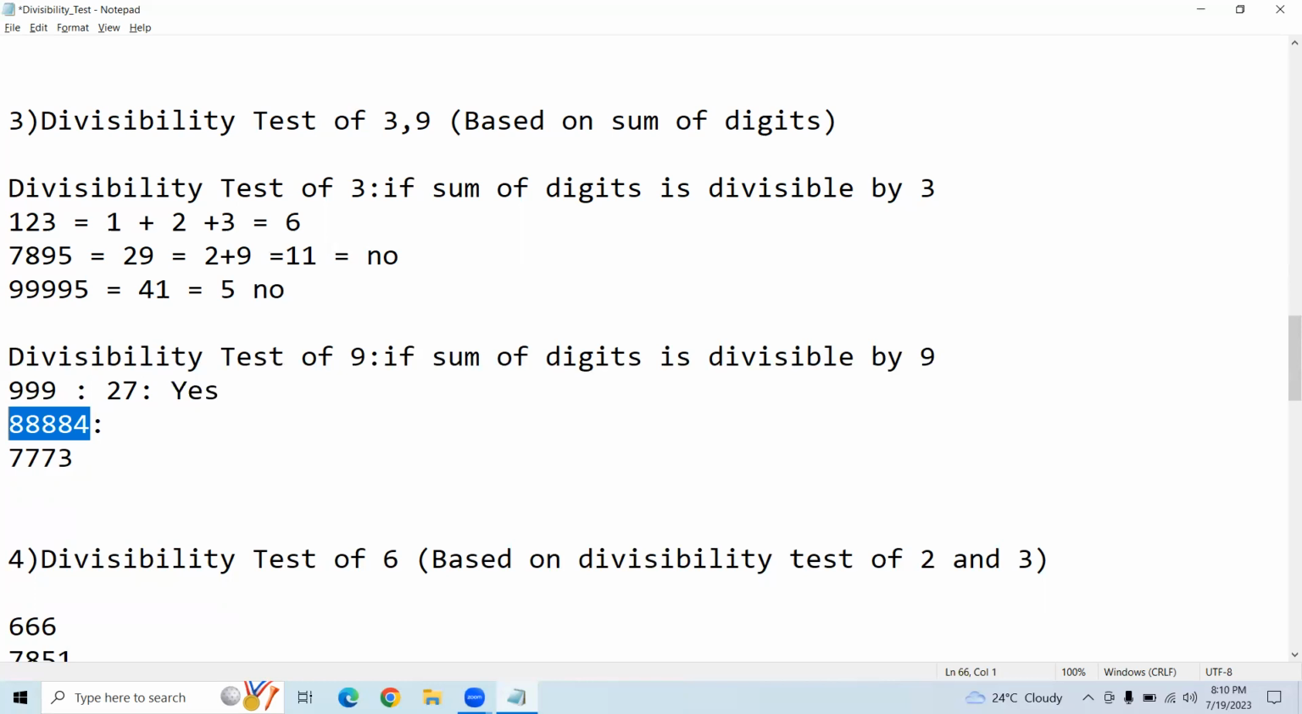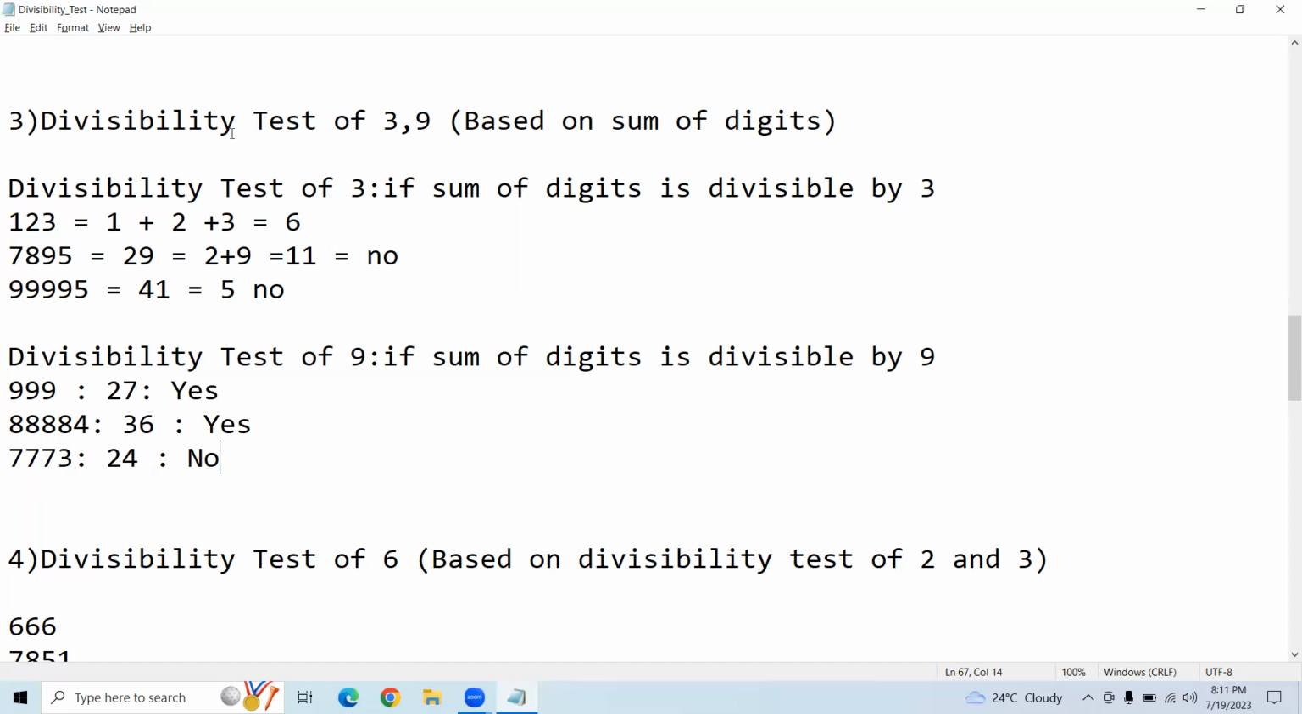Let's take the second number, 88884. 8 plus 8 is 16, 24, 32, 36. 36 comes in the table of 9. 9 4s are 36. So yes, that number is also divisible by 9. Let's look at the third number, 7773. 7 plus 7 is 14, 14 plus 7 is 21, 21 plus 3 is 24. 24 is not coming in the table of 9, so that number is not divisible by 9.